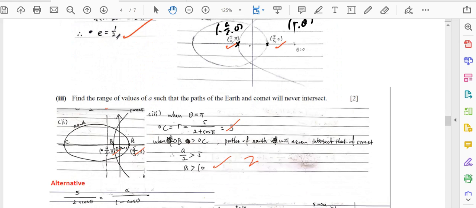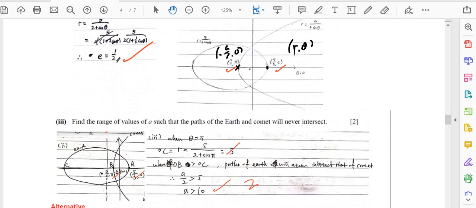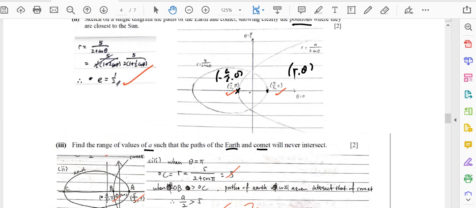The quick way of finding the answer to part 3, which is to find the range of A so that the path of Earth and comet never intersect, right? If you look at the graph, the quick way of seeing it is that because your A is positive, this intersection is definitely to the left of the origin. Because if they do not intersect, this must be happening. So that means this point must go after this other extreme point on the ellipse.